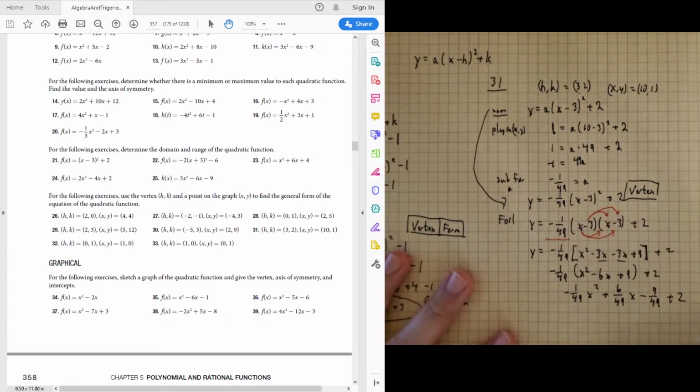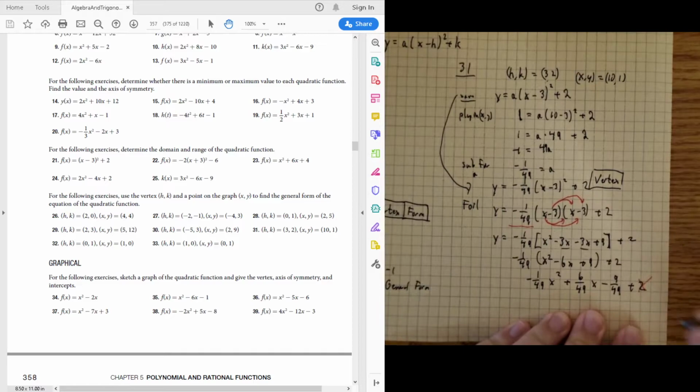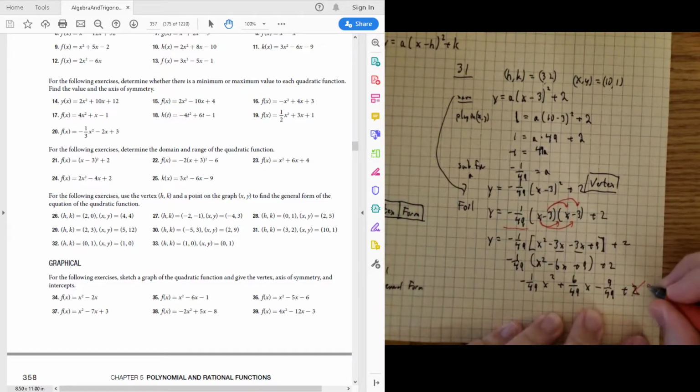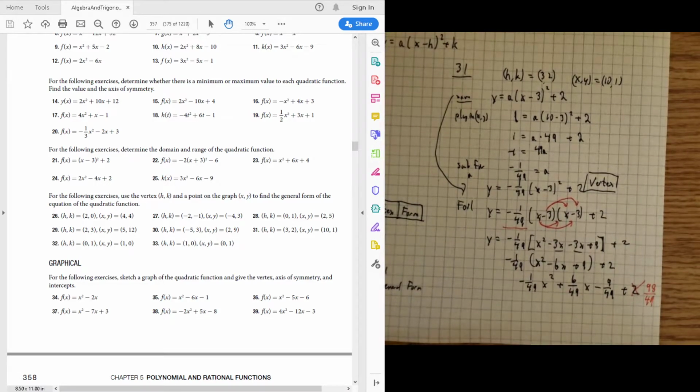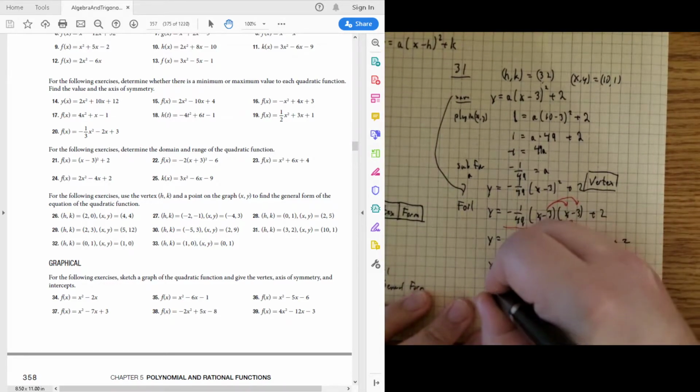Last step, I need to add these two together. This was the fun part. So 2 is actually 98 over 49. Takes a little practice to get those. So make sure if you need assistance, you can use a calculator to help you out. So y equals.